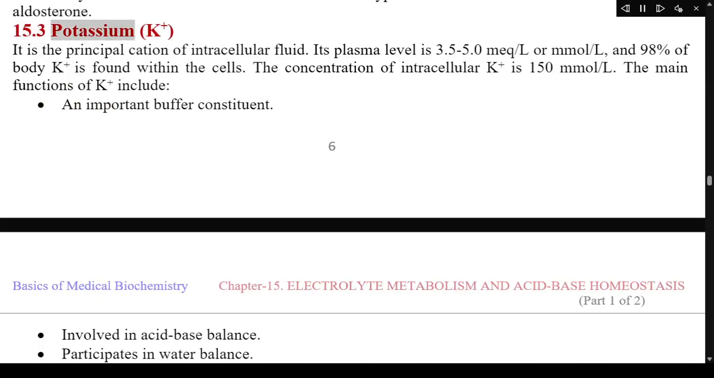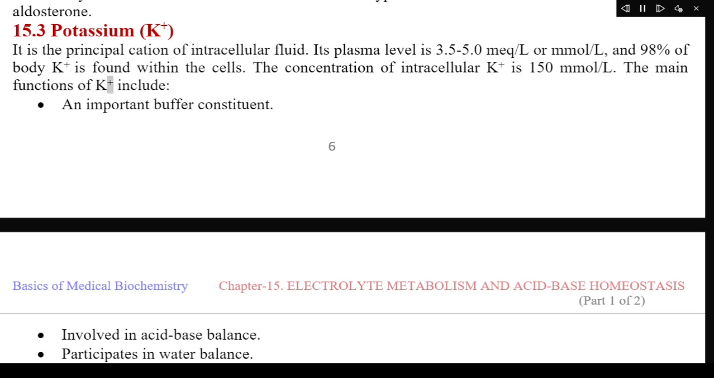15.3 Potassium, K+. It is the principal cation of intracellular fluid. Its plasma level is 3.5 to 5.0 milliequivalent/L, and 98% of body K+ is found within the cells. The concentration of intracellular K+ is 150 mmol/L.